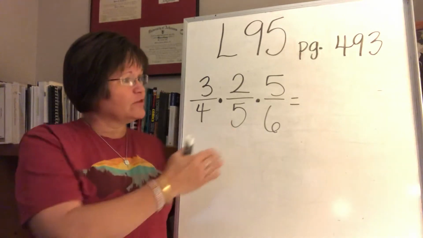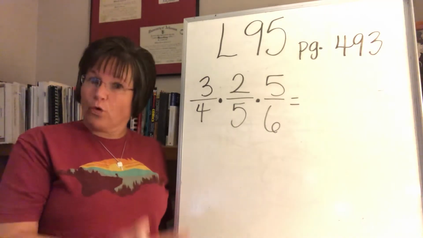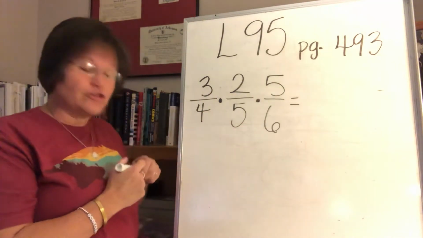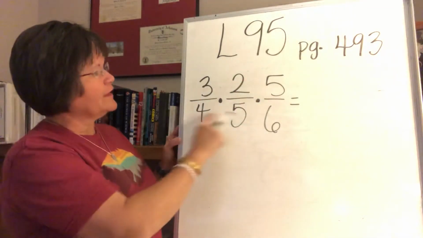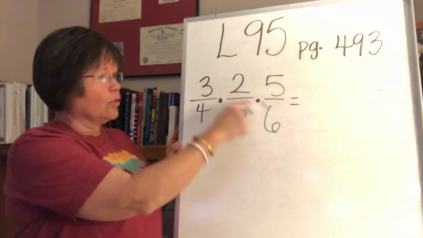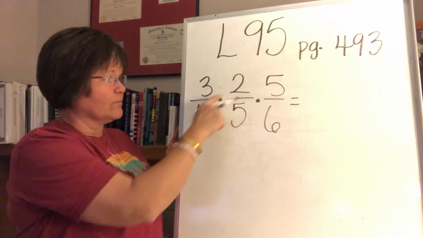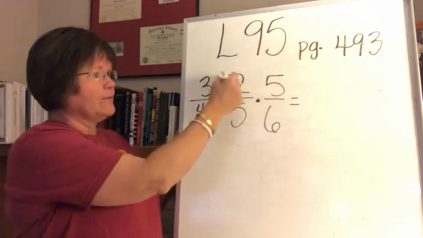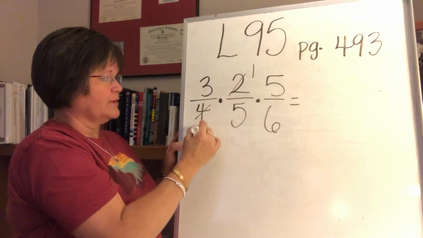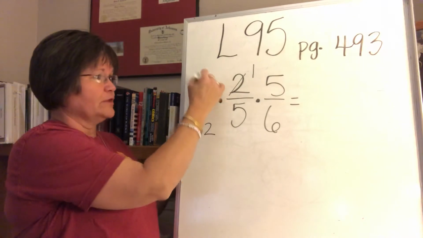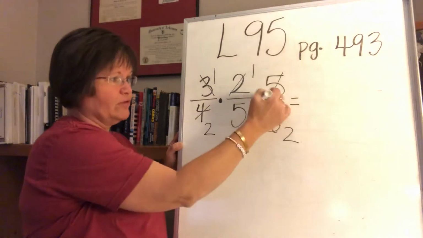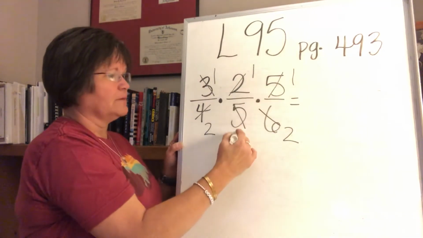So the steps that you would go through to simplify your fractions before you multiply is that you would look at your numerators and your denominators and find any relationships that you can see. As I'm looking at these, I see that this 2 can be related to this 4 or the 6. I'm going to go with the 4. So 2 divided by 2 is 1, and 4 divided by 2 is 2. And then 3 divided by 3 is 1, and 6 divided by 3 is 2. And then 5 divided by 5 is 1, and 5 divided by 5 is 1.